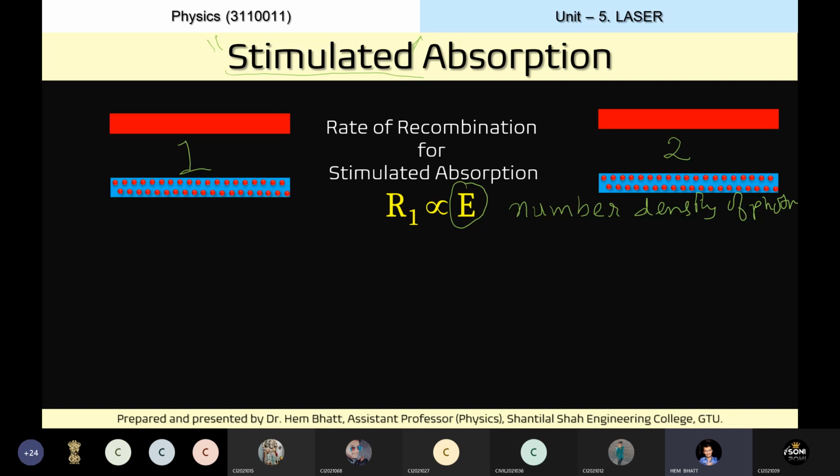Sorry. So this is one factor. Absorption depends on this. There is one more factor on which stimulated absorption depends.